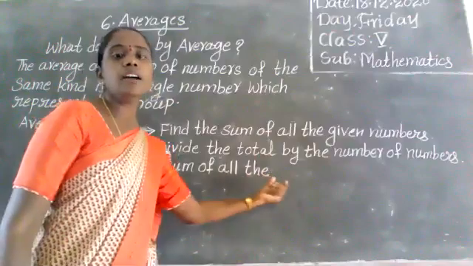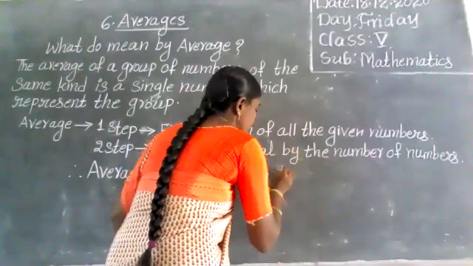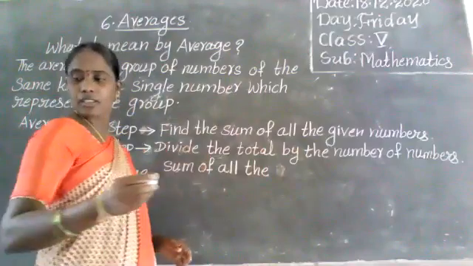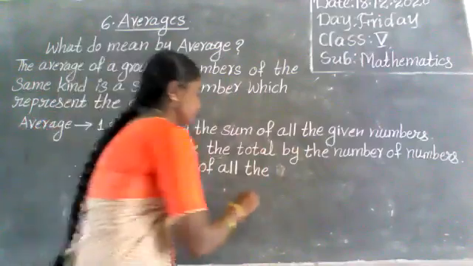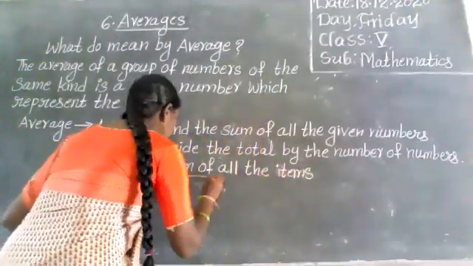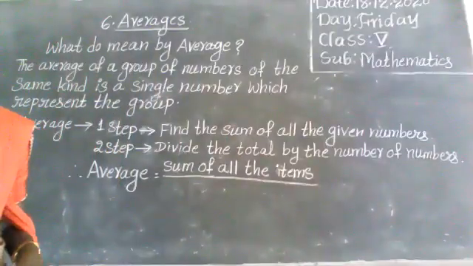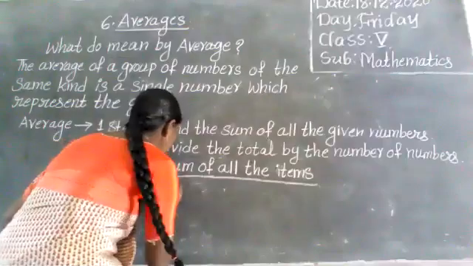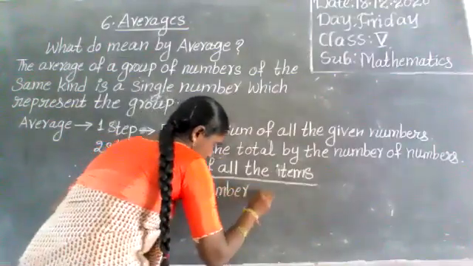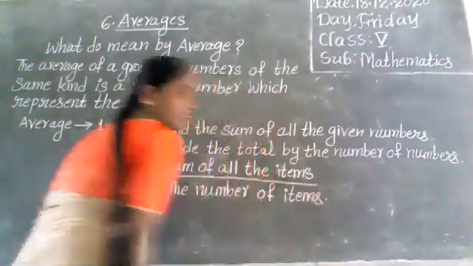But sum of all the numbers, sum of all the numbers or articles or items. Sum of all the items by the number of items.